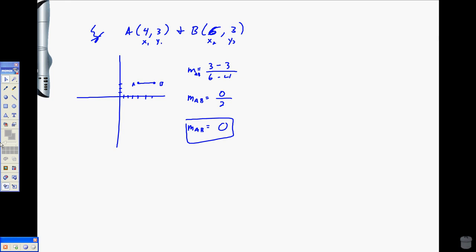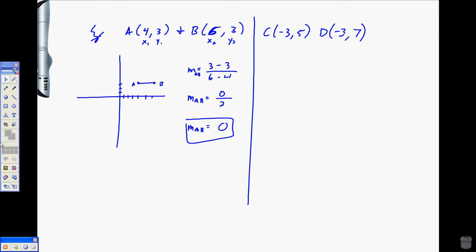Now, let's do a vertical line. Let's see if I can squeeze this in here. Let's call it C. Let's go with negative 3, 5. And D, negative 3. Give me a second here. I'm losing stuff. Negative 3, 7. Okay, it looks like I'm going to be able to squeeze it in here.